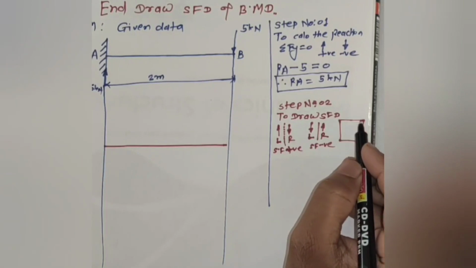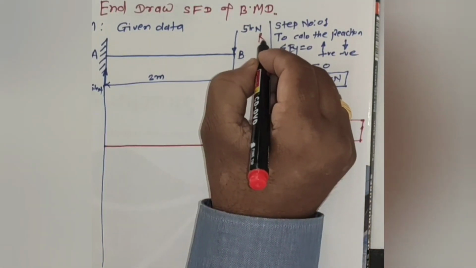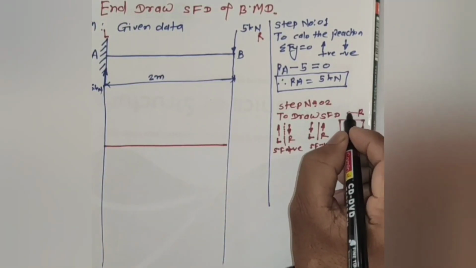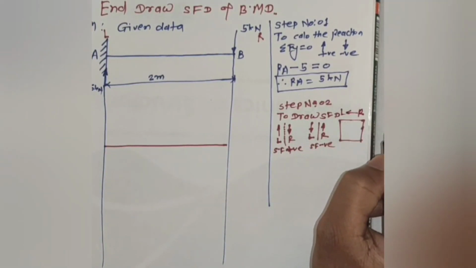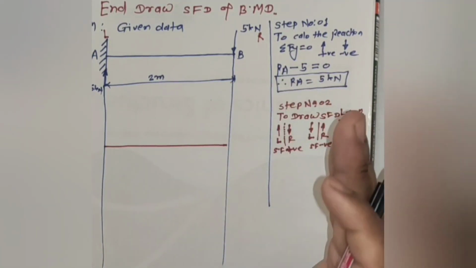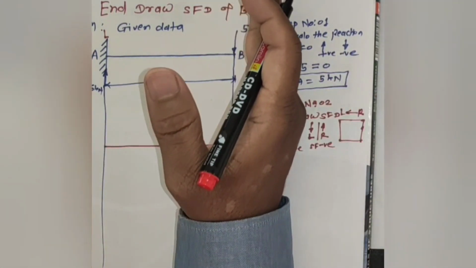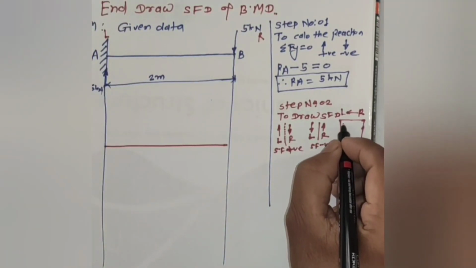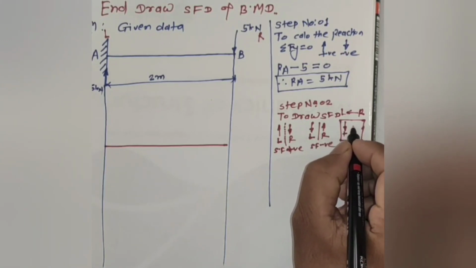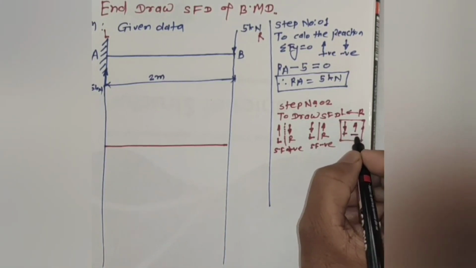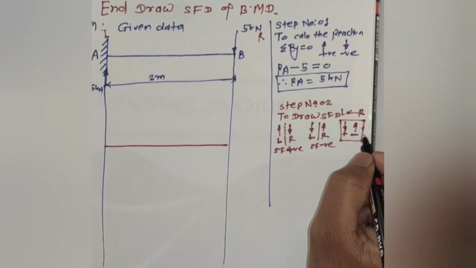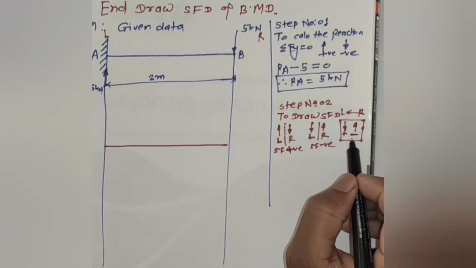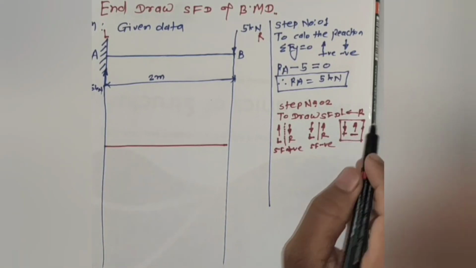You have to always start from right end to the left end, means you have to always draw the SFD from free end to fixed end. For that you have to use the sign conventions: downward take it positive, upward take it negative. So students, you have to remember these sign conventions only for drawing the shear force diagram.